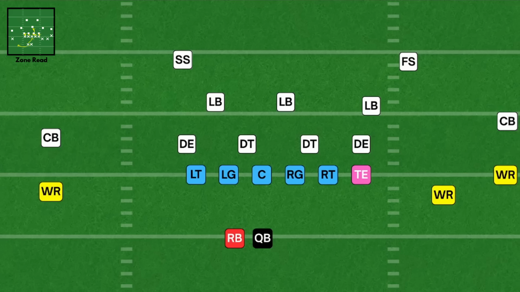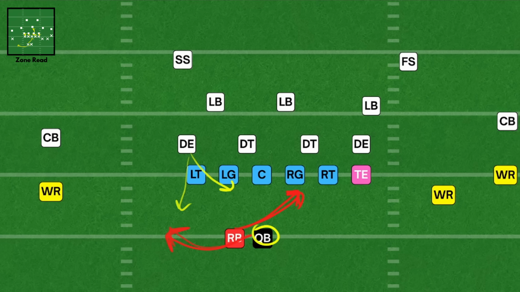Zone read. Zone read is the same as inside zone, except the quarterback has an option to hold onto the ball if he reads the unblocked backside defensive end correctly. If the end crashes down to tackle the running back, the quarterback will hold onto the ball and run to the outside towards the empty space the defensive end just vacated. If the defender stays wide to contain, the quarterback hands the ball off to the running back, who continues the inside zone play as he normally would.